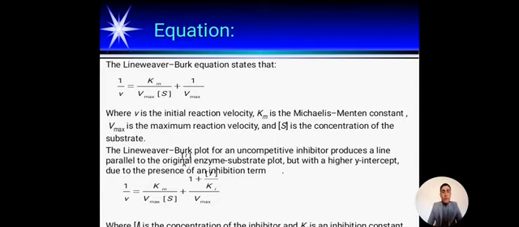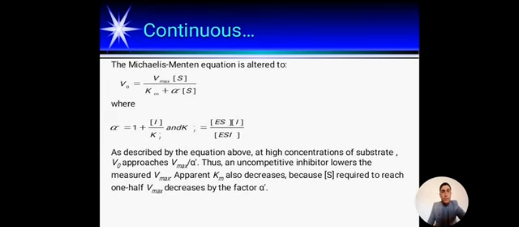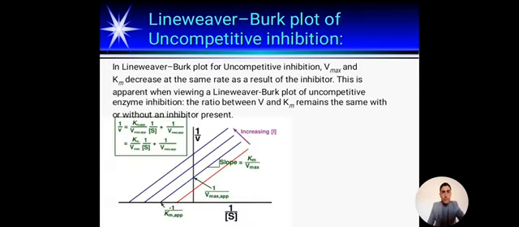The Lineweaver-Burk equation states the first equation in this slide, but with a higher y-intercept due to the presence of an inhibitor term, we will get the last equation in this slide. And the Michaelis-Menten equation is altered to the first equation in this slide, where we will find the last equation for uncompetitive inhibition.